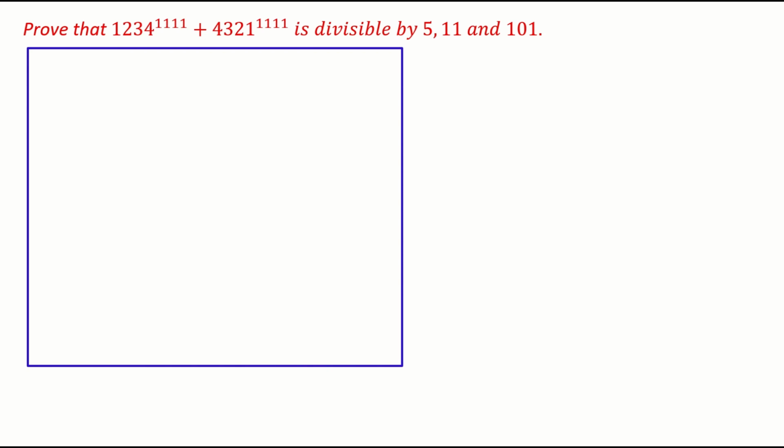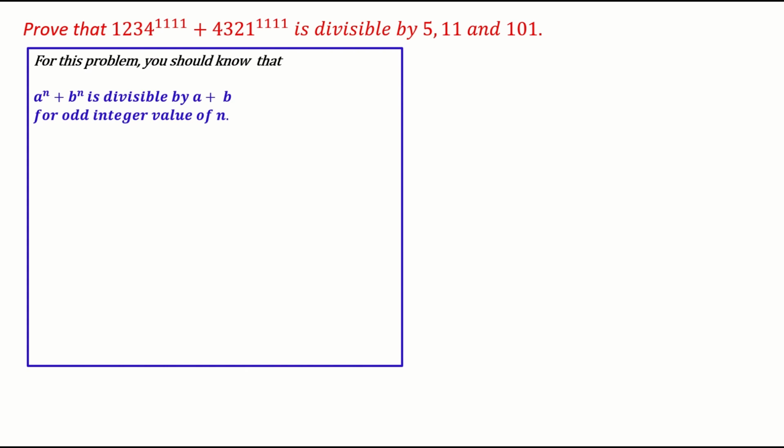So let's see if you see there is a symmetry you can see in the problem. Okay, so it is in the form of a power n plus b power n. To solve this problem, you should know this one: a power n plus b power n is divisible by a plus b for odd integer value of n. If n is odd, then a power n plus b power n is divisible by a plus b. If you know this, it is very simple.